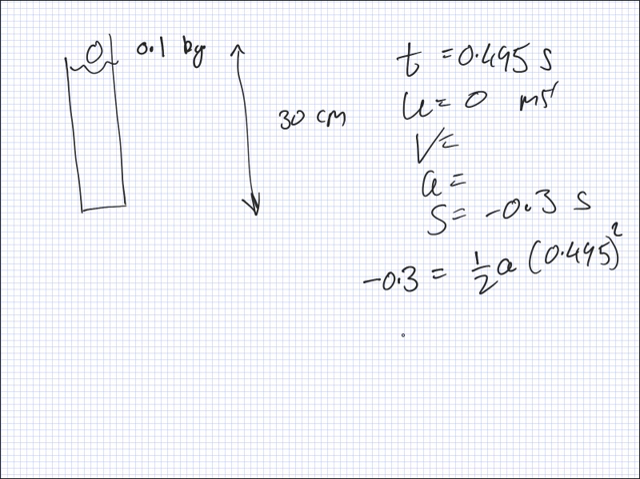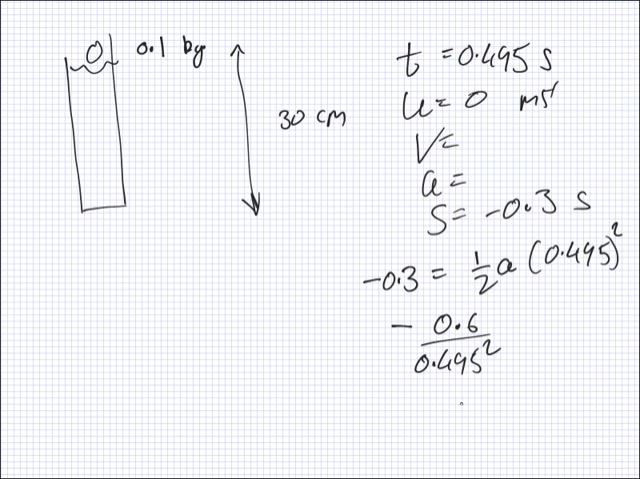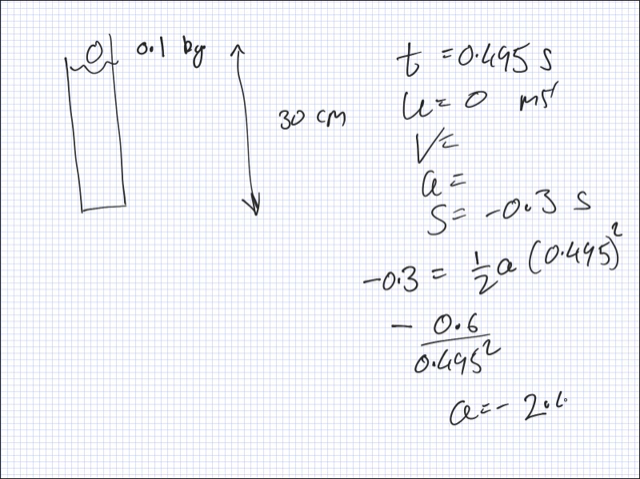So that's minus 0.6 over the answer squared. I have this on the calculator. So A is minus 2.4525, roughly.